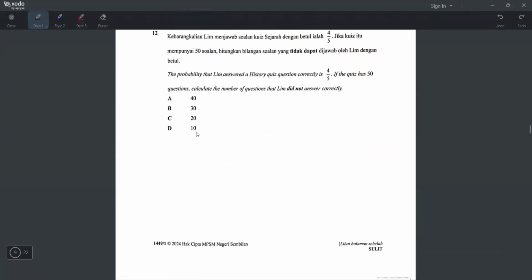Okay, let's continue with question number 12. This is a probability question. The probability Lim answered history correctly is 4 over 5. The quiz has 50 questions, right? So 50, 4 over 5, correct.